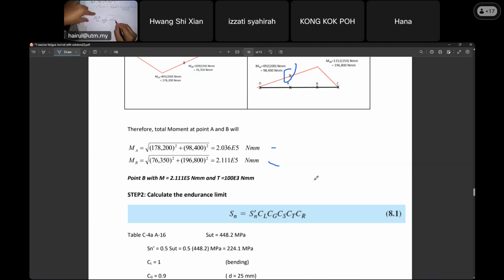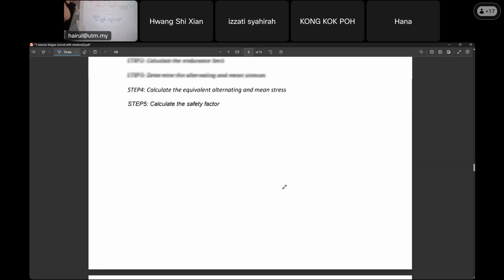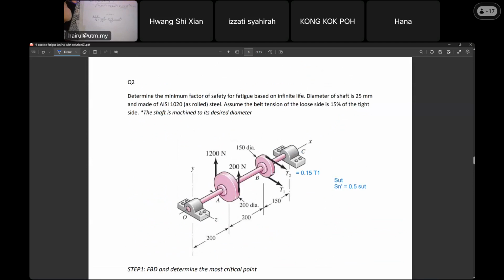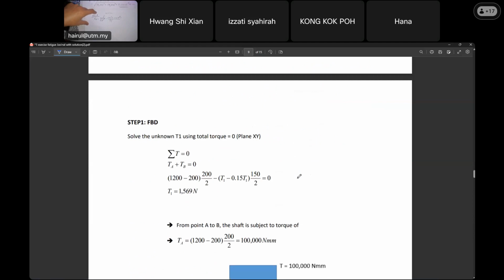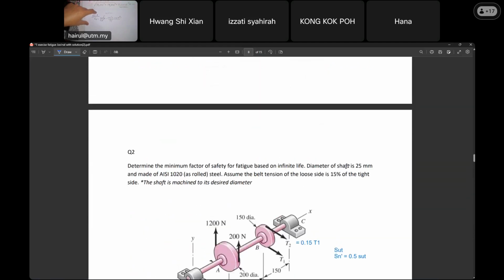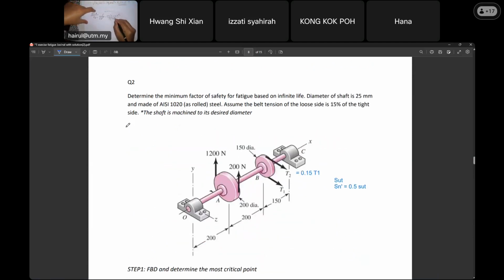The moment at B is 2.111 times 10 to the power of 5 Newton millimeter, over pi times the diameter cubed. Be careful, what is the diameter at B? 25. The whole shaft has a plain diameter of 25. We don't have a stress concentration factor because this is a simple plain shaft, no step, no notch. Notch we will do next class; a notch is a groove. Just a plain shaft, so no stress concentration factor. The diameter of the shaft, A, B and C, is 25 millimeters, so this is 25 cubed millimeter cubed.